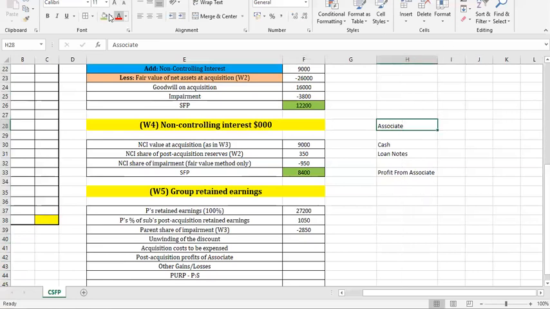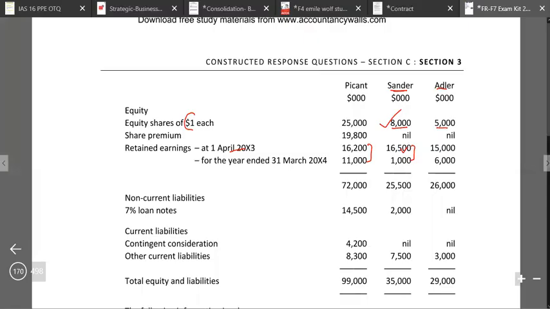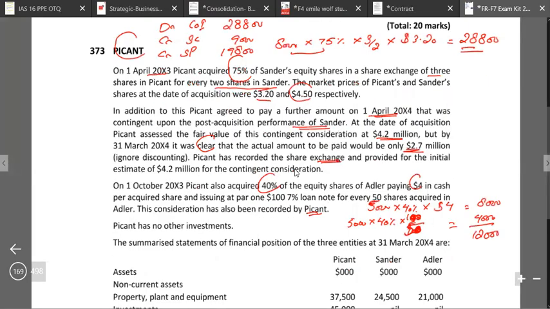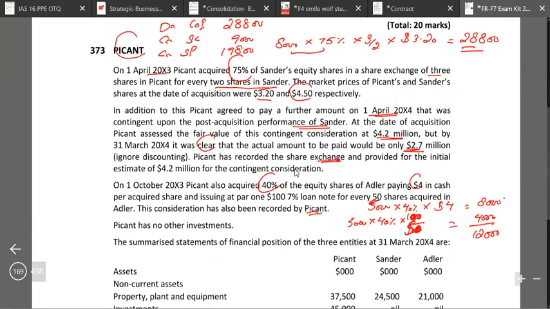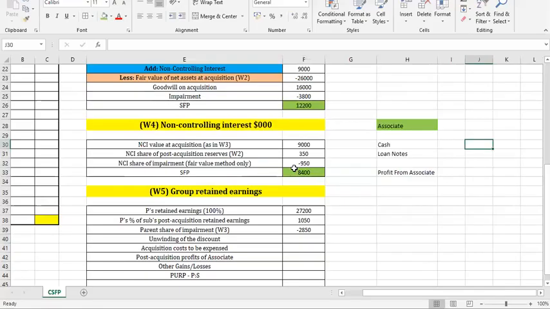So this is the associate working, and yes, the cash balance. Let's go back to the question. We have calculated the cash. It was 8,000, loan notes 4,000. So yes, 8,000 and the loan notes were 4,000. Now you need to calculate the share of profit from associate.